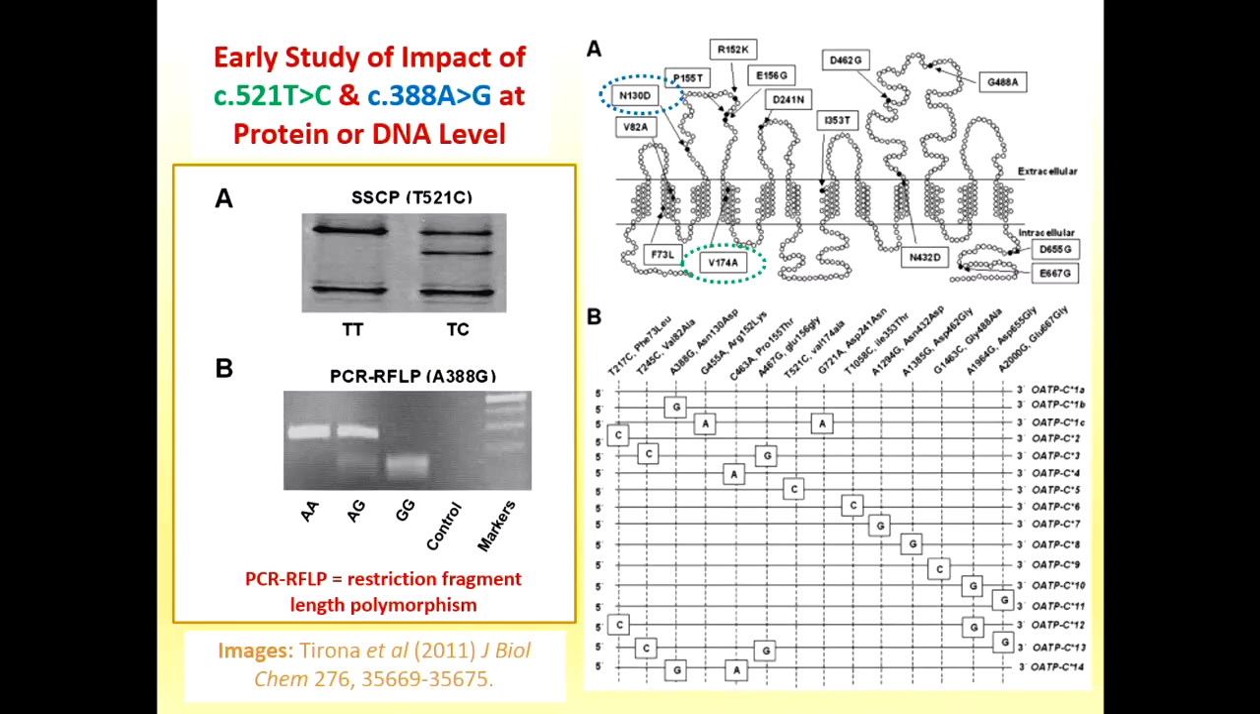Okay, so what are these variations doing? Well, that V to A substitution occurs in a membrane spanning domain, a transmembrane domain here, position 174 in the protein. And then the other one that's important, we're highlighting in this lecture anyway, occurs out here in this extracellular loop, amino acid position 130.